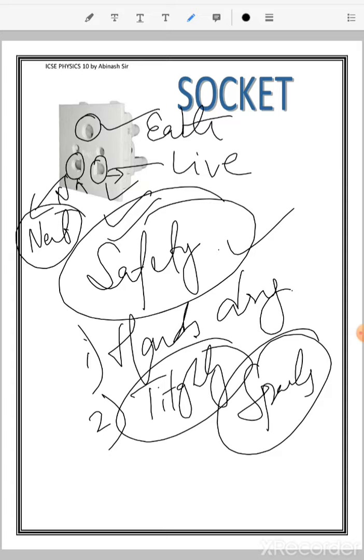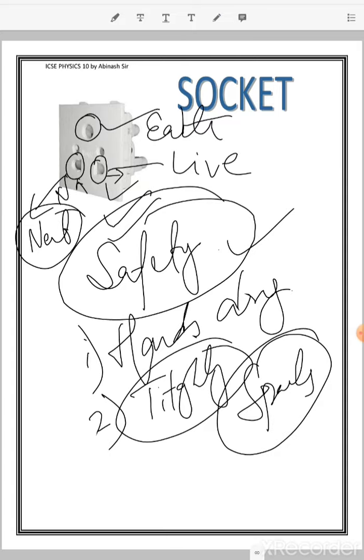So the next question for today's assignment is: write two main precautions that have to be taken while inserting the plug into the socket. The answer will be: the two safety precautions to be taken note of when using a plug and socket, or while inserting a plug in the socket, are as follows. Number 1, the hands must be completely dry. Number 2, the plug pins should be fitted in the socket tightly. All right, so that will be the second assignment for the day.